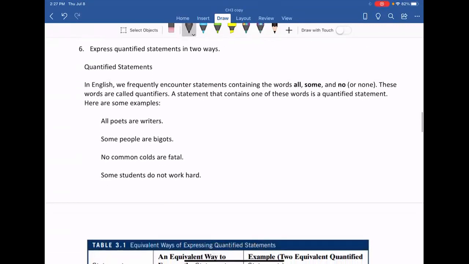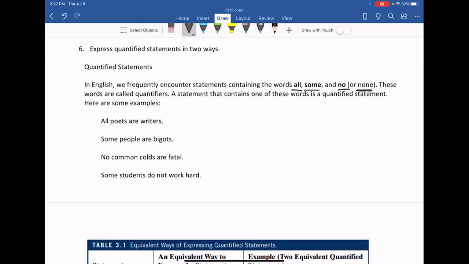Next, part 6: express quantified statements in two ways. What are quantified statements? In English, we frequently encounter statements containing the words all, some, and no. Sometimes you will see none. These words are called quantifiers. A statement that contains one of these words is a quantified statement.